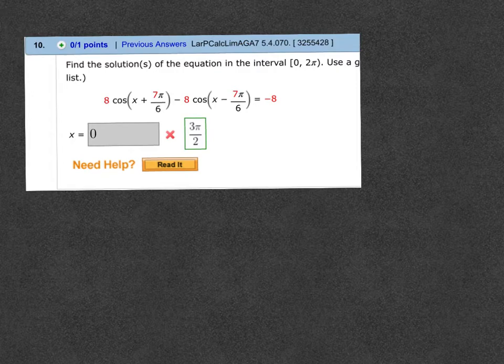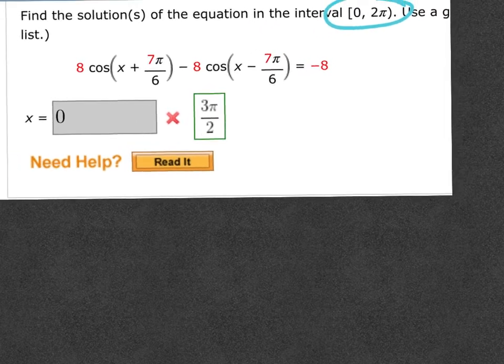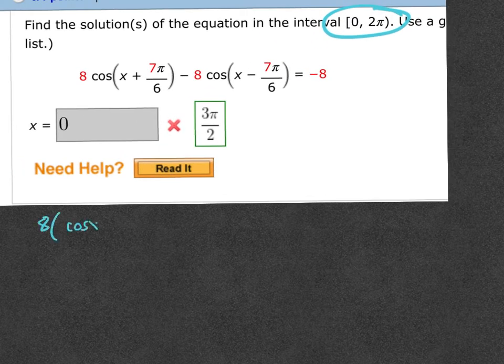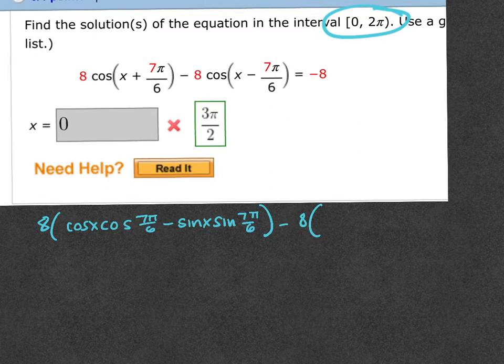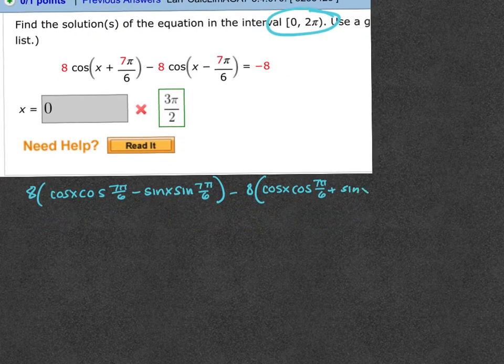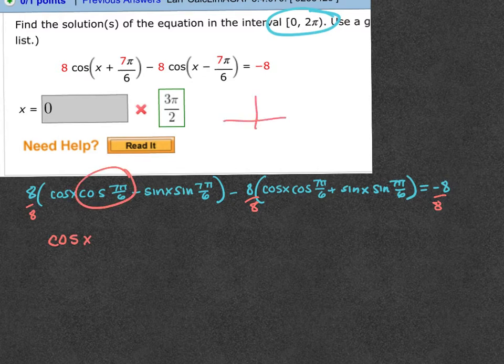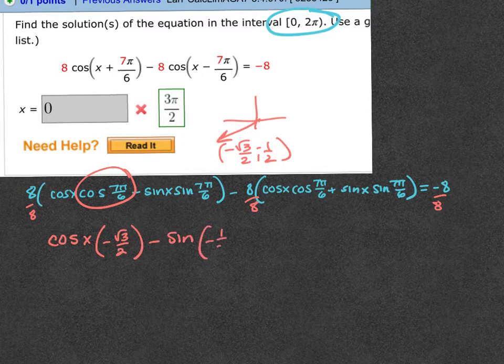Number 10 says find the solutions on the 0 to 2 pi interval. So I'm going to expand this first. I would do 8 times cosine x cosine 7 pi over 6, change the sign on cosine so it's minus, sine x sine 7 pi over 6. Minus 8 again, cosine x cosine 7 pi over 6 plus sine x sine 7 pi over 6 equals negative 8. So you can actually divide everything by 8 to make it easier. 7 pi over 6 is negative root 3 over 2 and negative 1/2. So this would be negative root 3 over 2, and this would be negative 1/2.